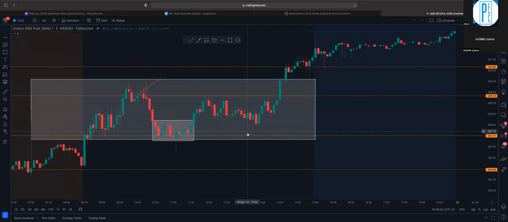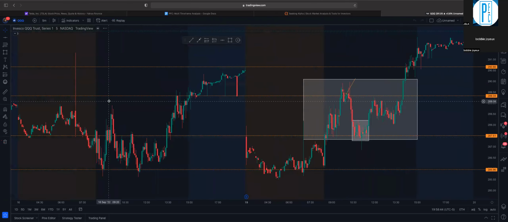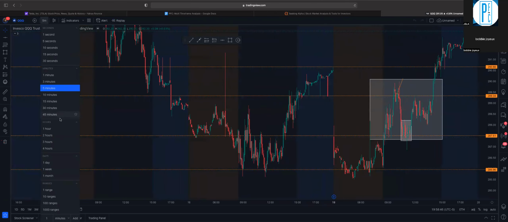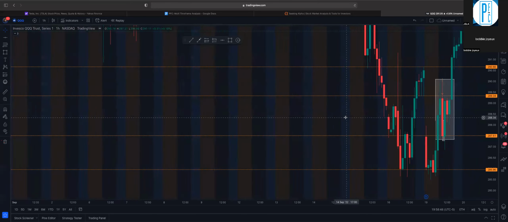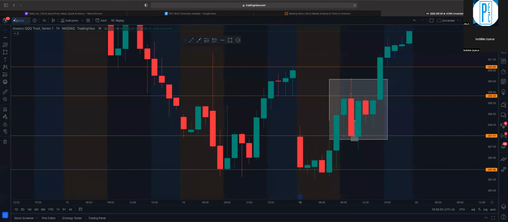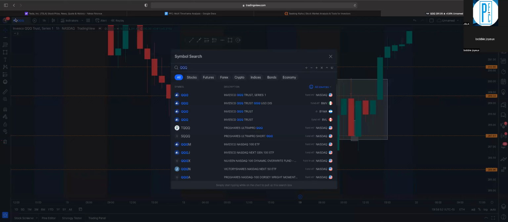So let's go look at some examples that we did not take, but let's just see if we can find it on the live charts, right? So let's see, let's look at NVIDIA.